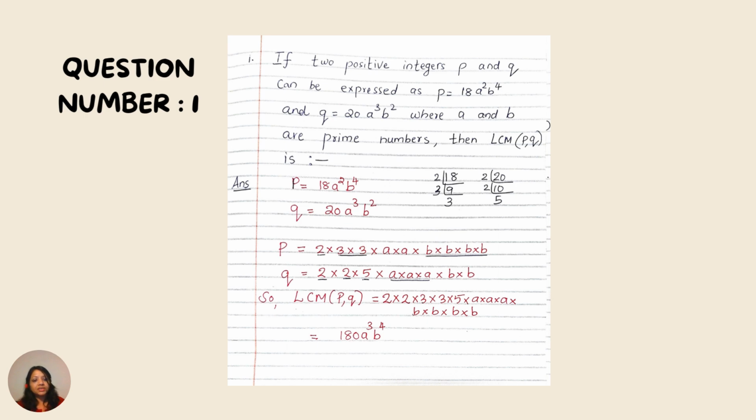You have to write 2 times 3 times 3 times, and a squared is a times a. And b raised to 4 means you have to multiply b 4 times. And q equal 20 means 2 times 2 times 5 times a cubed, which means you have to multiply a 3 times and then b 2 times. Then you have to look for the LCM. LCM means least common multiple. Okay. So LCM of p and q equal.